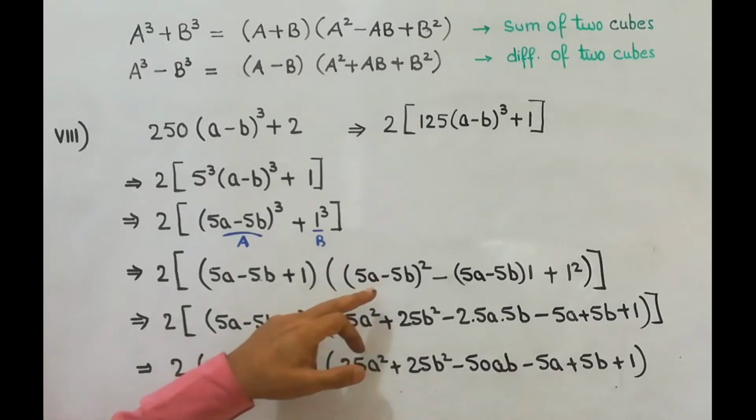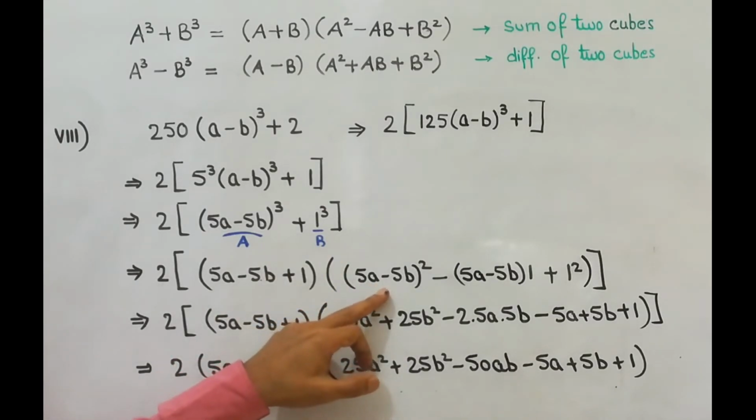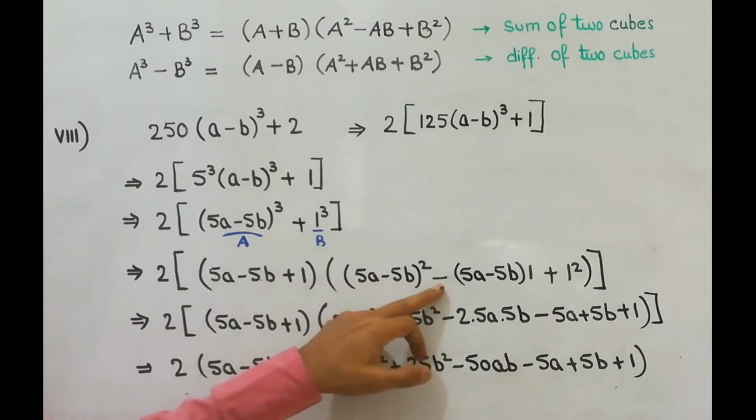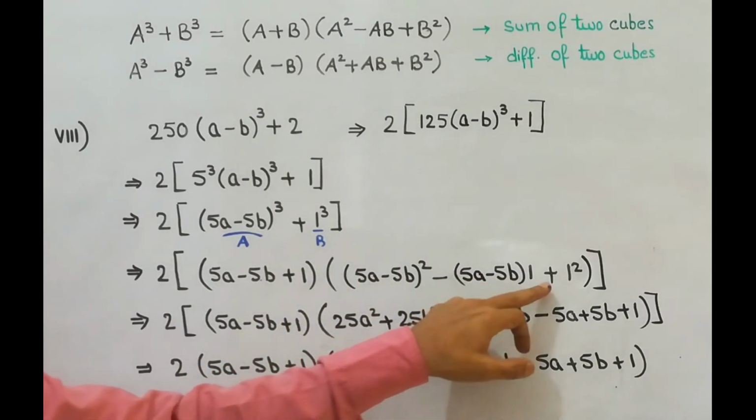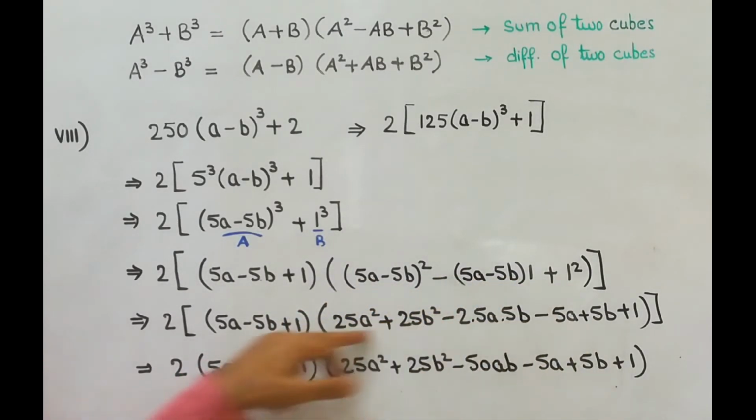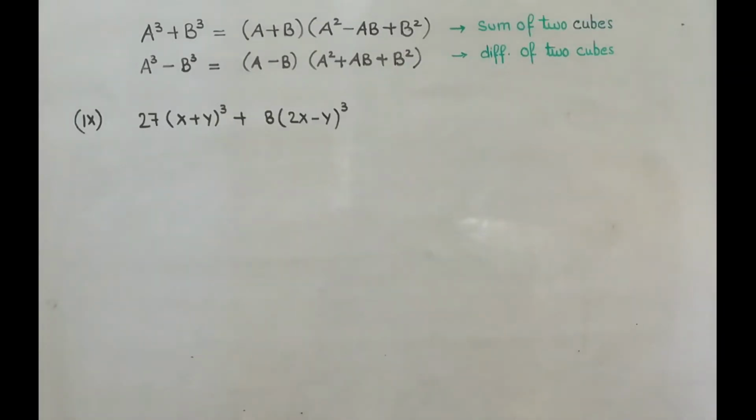Then in the second bracket, you have the square of a minus a into b plus square of b, and then you solve it. This will be the result. So you can pause and note this down. Now see question number 9.